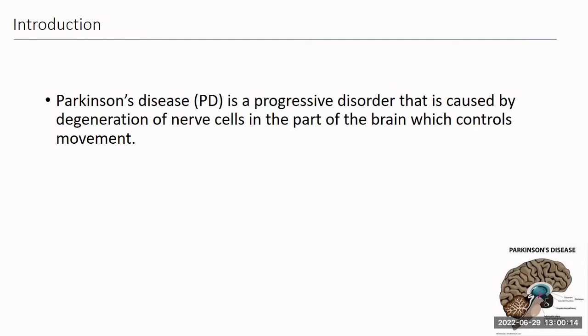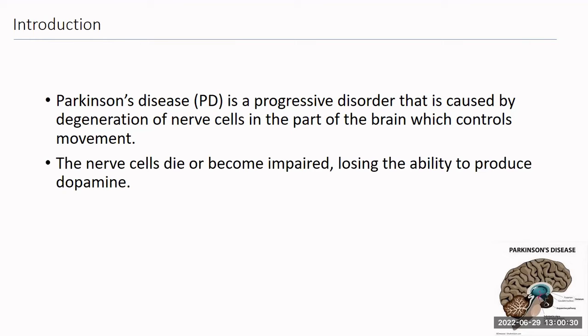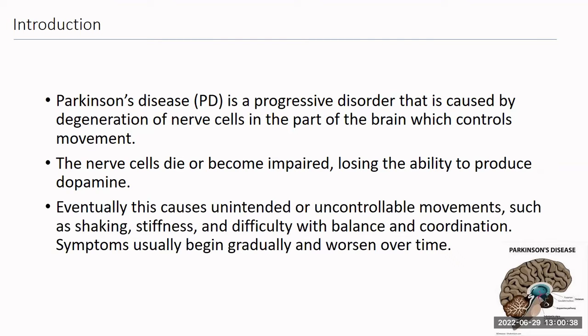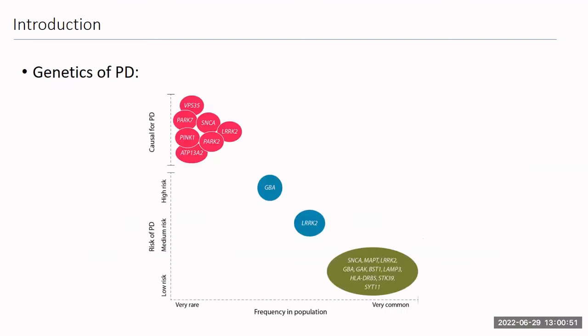So just to start with a short introduction on Parkinson disease. Parkinson disease, abbreviated as PD, is a progressive disorder that is caused by degeneration of nerve cells in the part of the brain which controls movement. The nerve cells die or become impaired, losing the ability to produce dopamine. Eventually, this causes unintended or uncontrollable movements, such as shaking and stiffness and difficulties with balance and coordination. Symptoms begin gradually, but worsen over time.